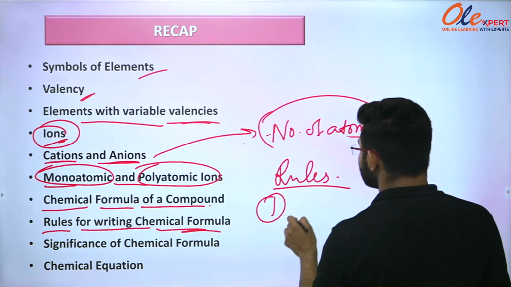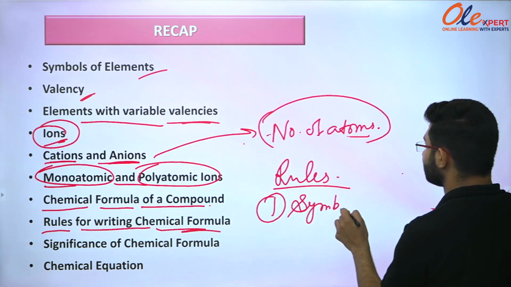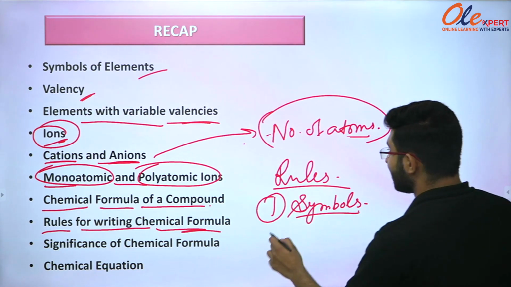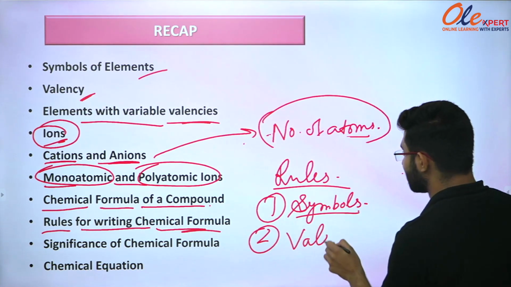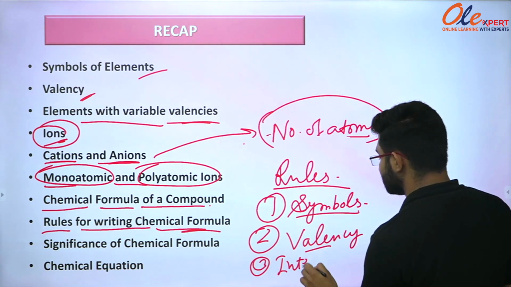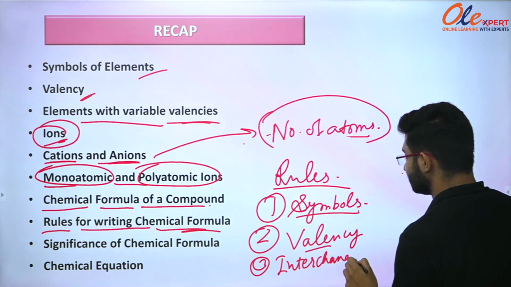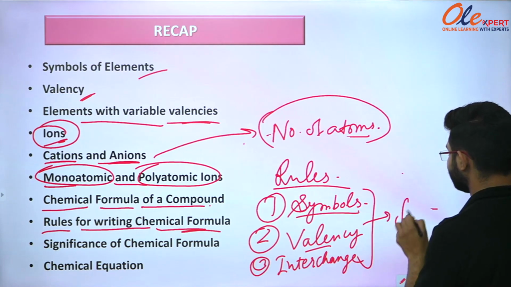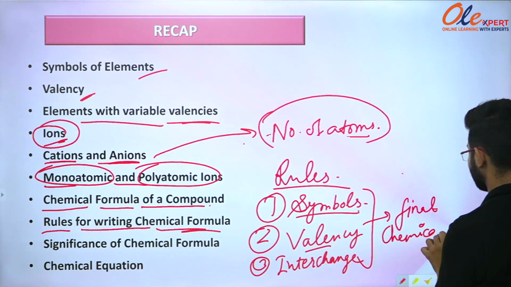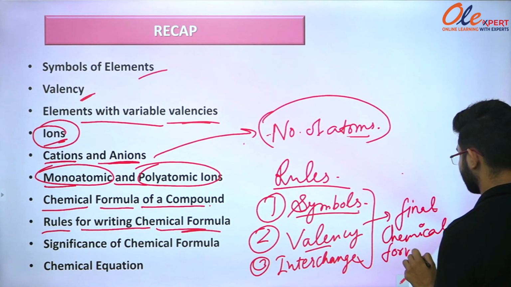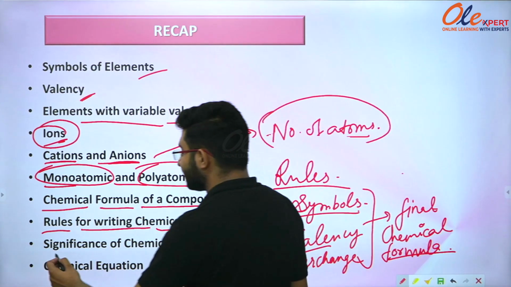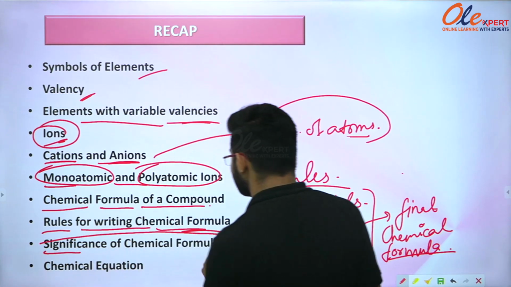The first rule was to write down the symbols of the components that combine in the compound, and then write the valency or charge under them. After that you have to interchange the charges or valencies, and then you will get the final chemical formula. The next topic that we have studied in the previous session was the significance of chemical formula.